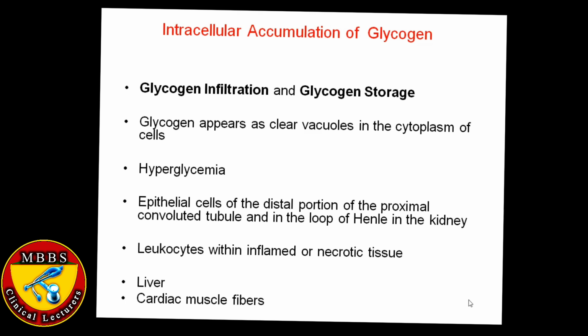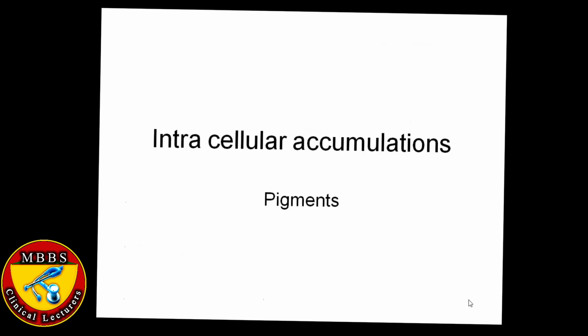Intracellular accumulation of glycogen. Glycogen infiltration appears as clear vacuoles in the cytoplasm of cells, which usually occurs in hyperglycemia. It is seen in epithelial cells of the distal portion of the proximal convoluted tubule and in the loop of Henle in the kidney. Here, glycogen can accumulate. Leukocytes with inflamed or necrotic tissue, even in the liver or in cardiac muscle fibers.